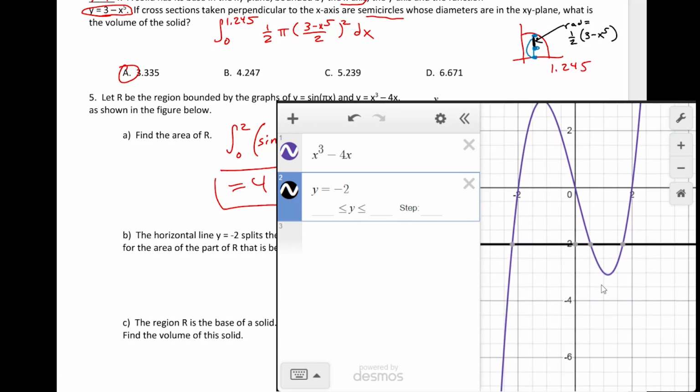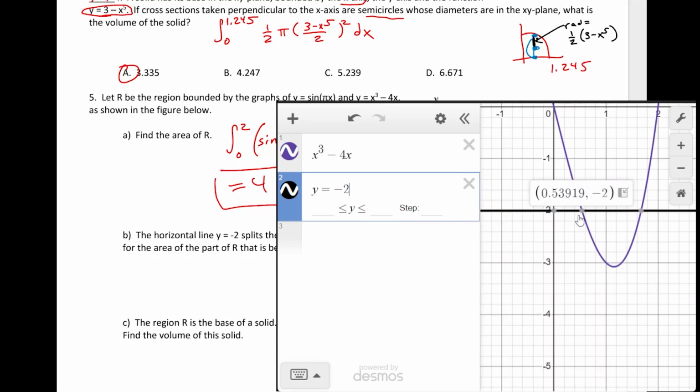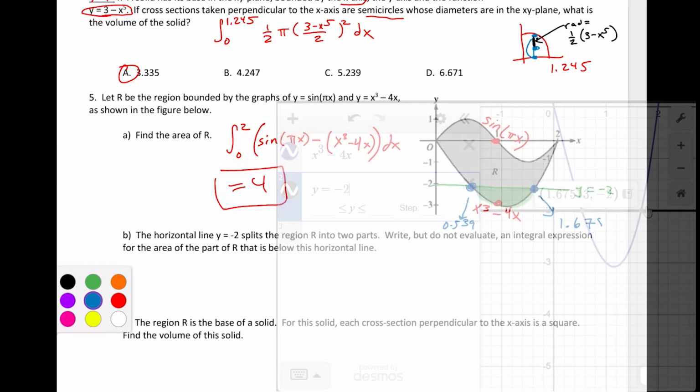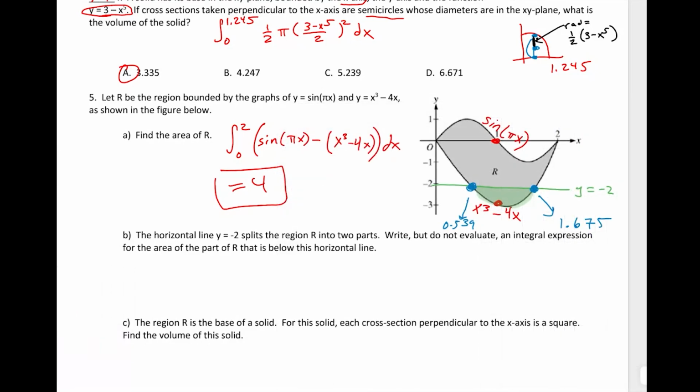Let me zoom in here a little bit. So you can see that one of these is at 0.539, and the other one, scroll over here, is at 1.675. Okay, so what we want here is the integral using those two boundaries, 0.539 and 1.675. Let me just double check that's a 5. Can't even read my own handwriting there.